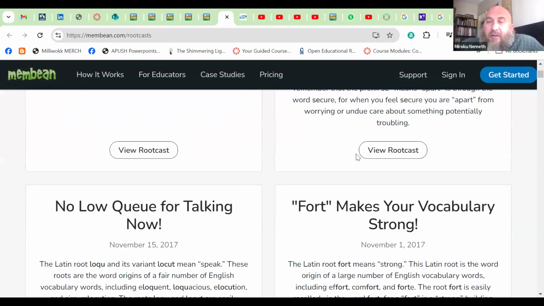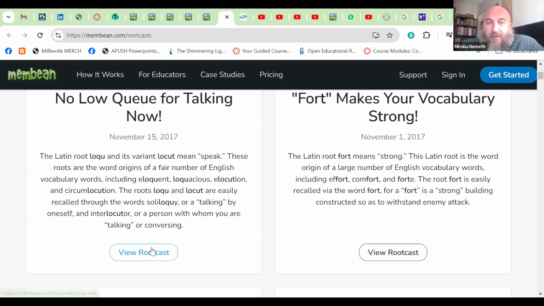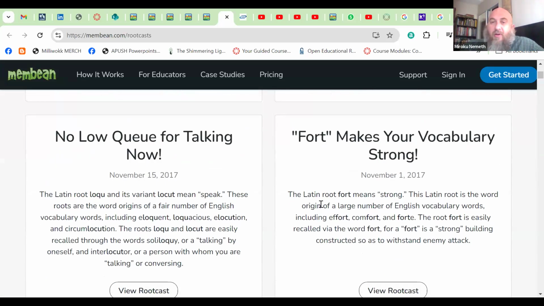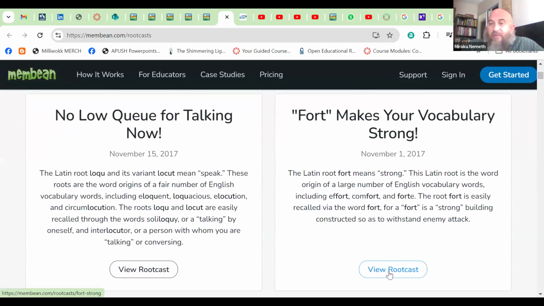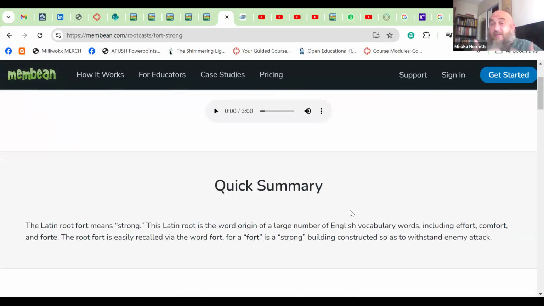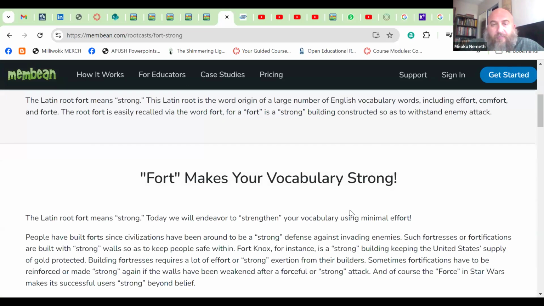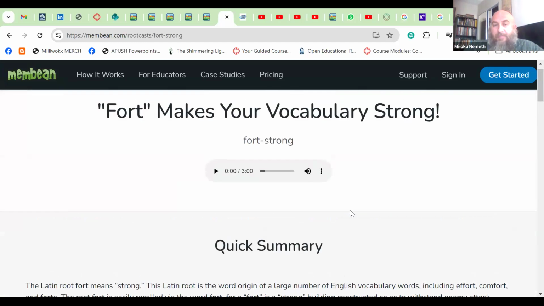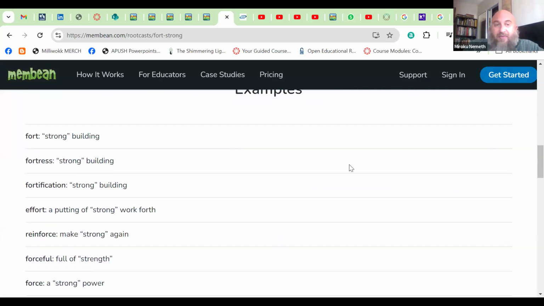And so basically, here's the root cast. So fort, make your vocabulary strong. Latin root fort means strong. So fortify, forte, effort, comfort. That's a trip, right? Would you have thought of that? So they have a little podcast on the word root and its derivations, right? And they have a list of some of the derivations.